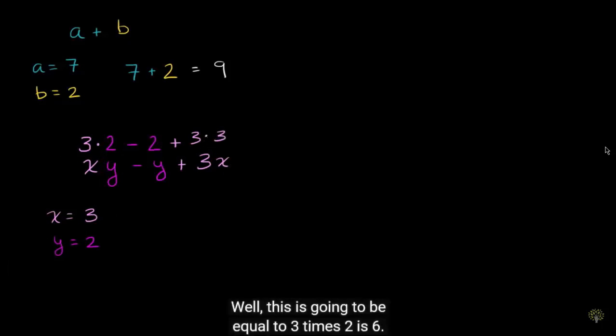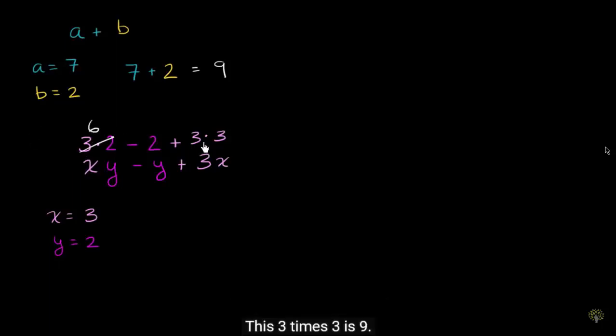So what is this going to be equal to? Well, this is going to be equal to 3 times 2 is 6. This 3 times 3 is 9. So it simplifies to 6 minus 2, which is 4, plus 9, which is equal to 13. So in this case, it is equal to 13.